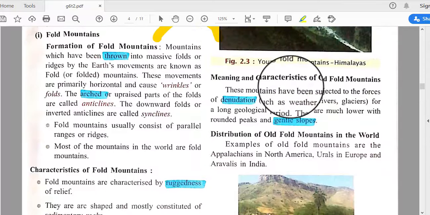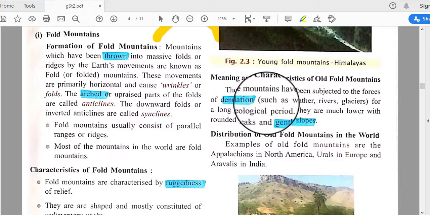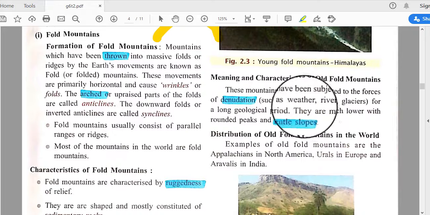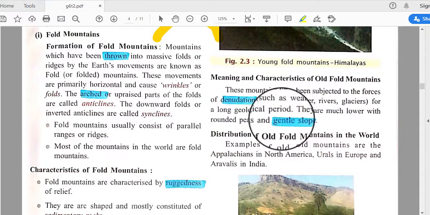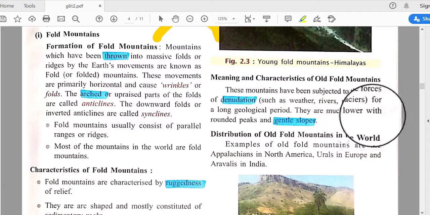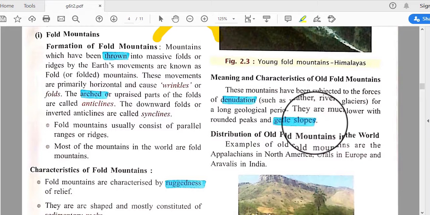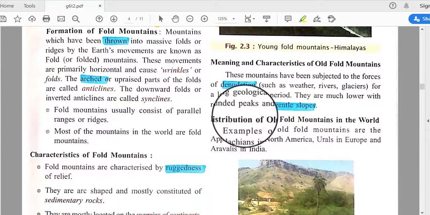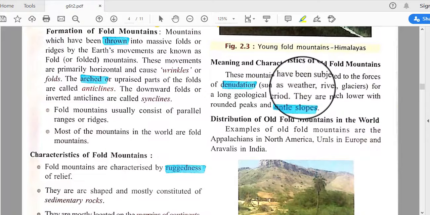Besides this, there are also some old fold mountains. These mountains have been subjected to the force of denudation, like weathering, rivers, and glaciers, for a long geological period, and they are much lower with rounded peaks and gentle slopes. The slope is gentle in nature here, and the peaks are rounded in shape because these are eroded due to various kinds of activities.